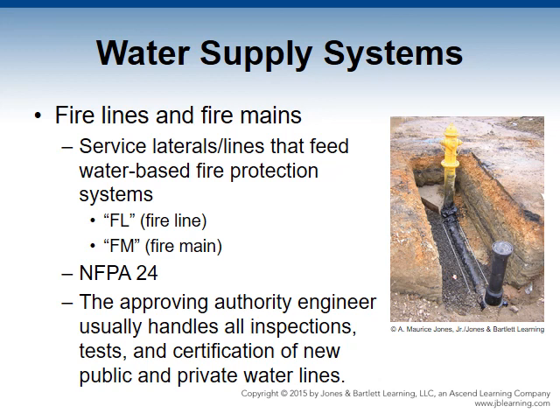The approving authority or third-party engineer usually handles all the inspection, testing, and certification of new public and private water lines, including visual inspection of material and securing methods, hydrostatic pressure testing, line flushing, and disinfection. On private property, the responsibility to inspect, test, and maintain all secondary feeders and distributor lines, including fire lines and hydrants, typically shifts to the property owner.